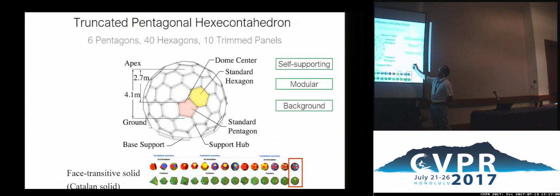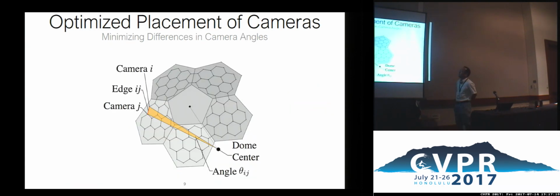So then, this is the final physical design of the dome. It is a self-supporting structure and modular. In fact, we were saying that we can replace the panels according to the scenario, but it is too difficult in practice. And also, it provides a background. For each of the panels, we call this subgroup a flower. So we distribute the cameras as uniformly as possible.